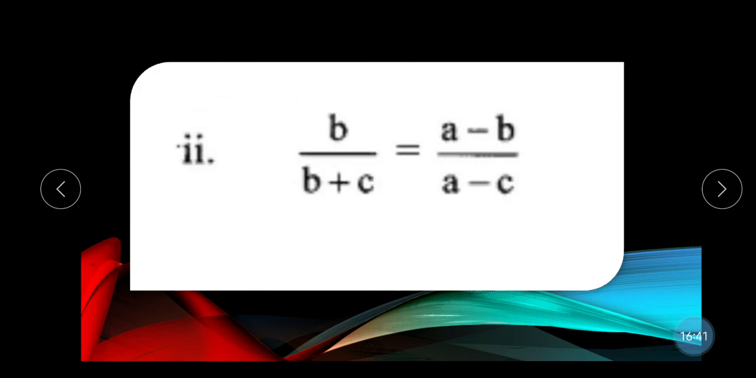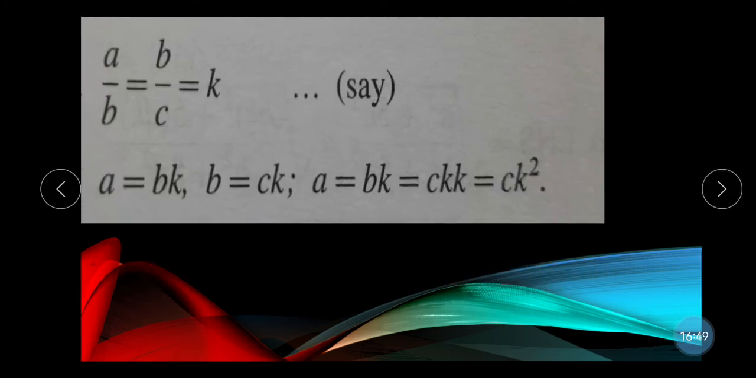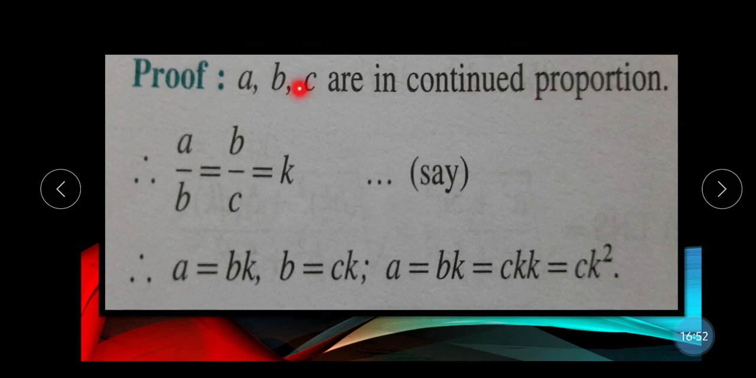Second one, b upon b plus c is equal to a minus b upon a minus c. Now, as a, b, c are in continued proportion, we can write in this form: a upon b is equal to b upon c, that is equal to k. We are assuming this. So, the value of a will become bk and value of b will become ck. Now, b is given as ck, so instead of b we will write ck. So, a is equal to bk, that is equal to ck into k, that we will get ck square.